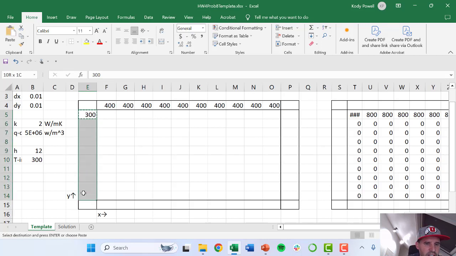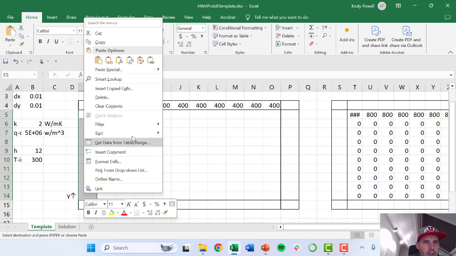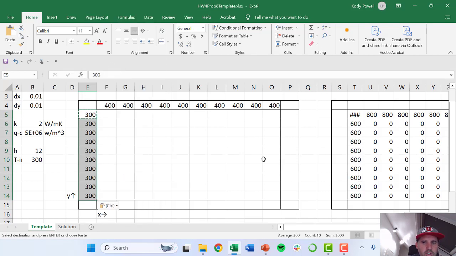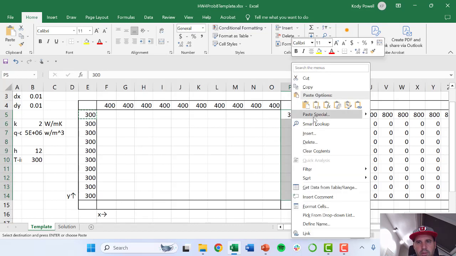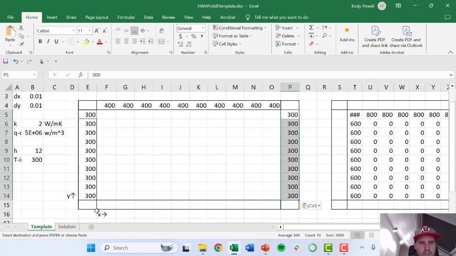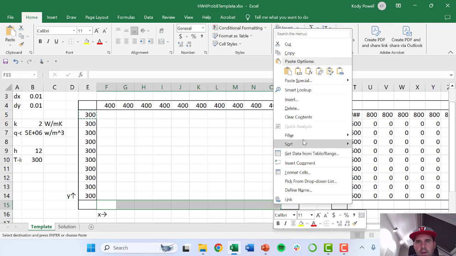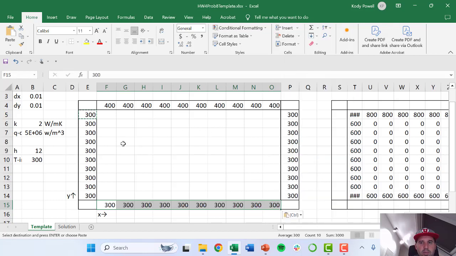So here on the left side where x equals 0, I am going to use a 300 Kelvin boundary condition, and I'm going to do that here. And I'm doing this paste special, paste values, so I don't mess up my formatting. All right, so this is our system. We have boundary conditions of 300, keeping the surfaces at 300 for all these three sides, but this side is at 400.